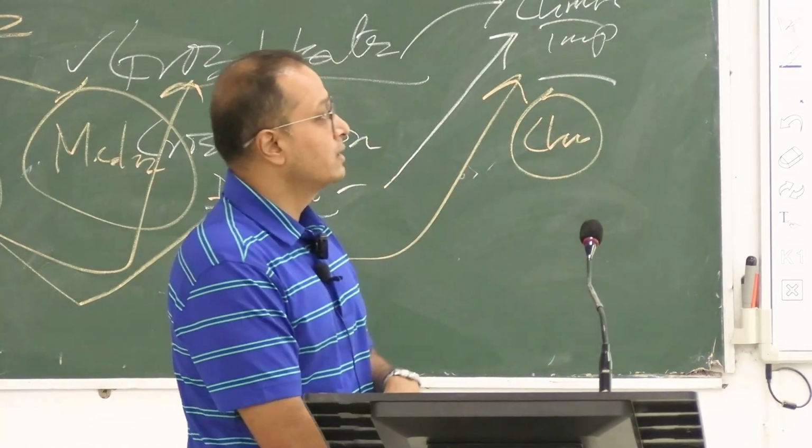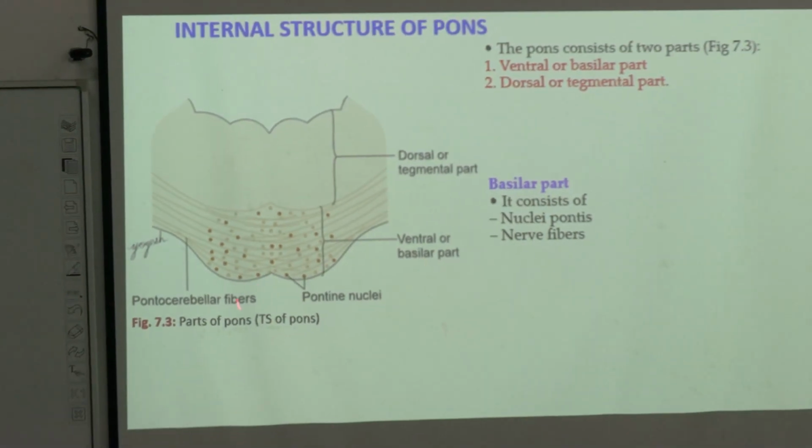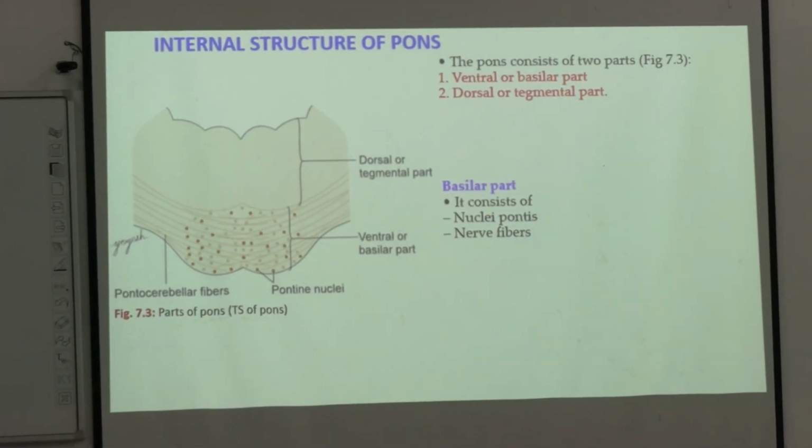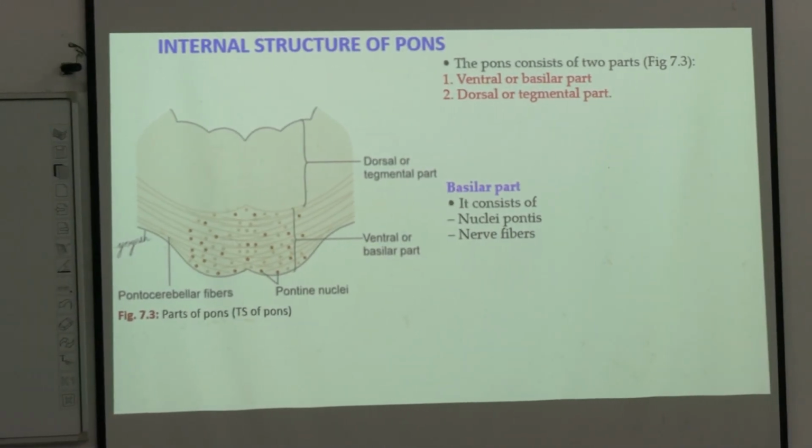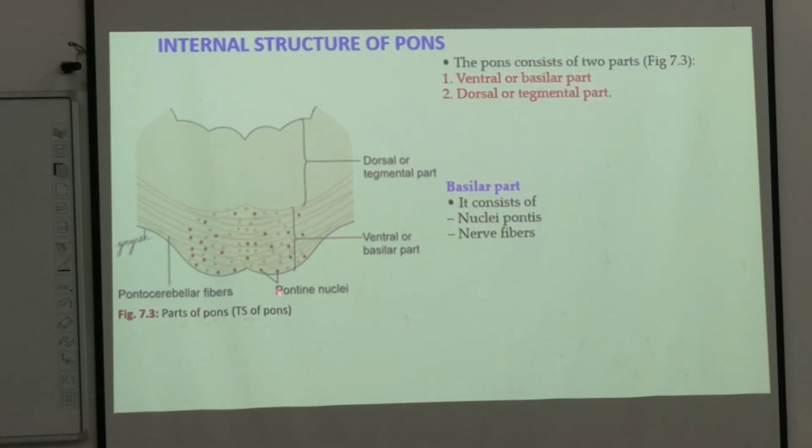So whenever you are seeing this gross picture here, this part we call the dorsal part, this one we call the ventral part. Each of the dorsal part and the ventral part is occupied by two things, again the same: nucleus and fibers. Nucleus and the fibers are present. Whenever we see them, we are going to talk about that. So this region we call the ventral part. This one is the dorsal part.